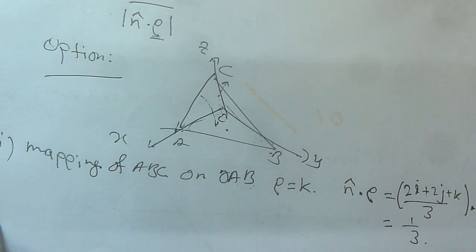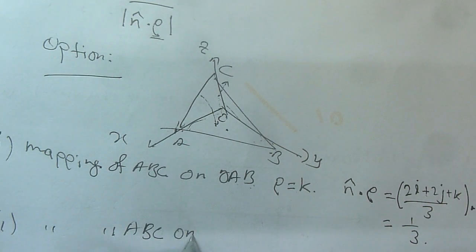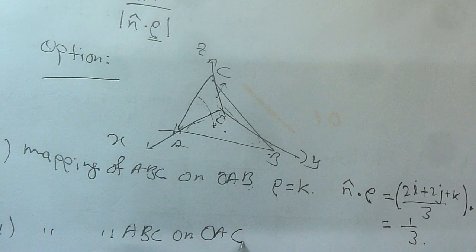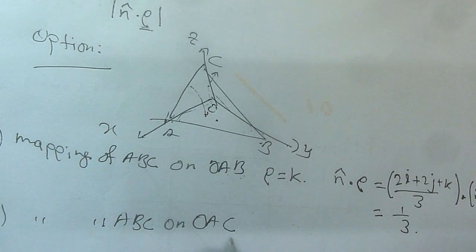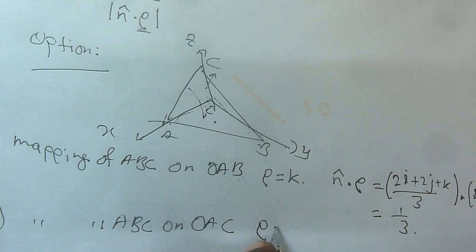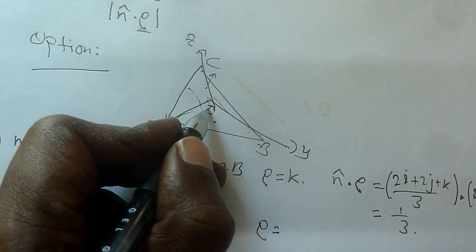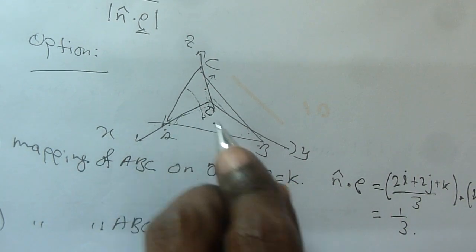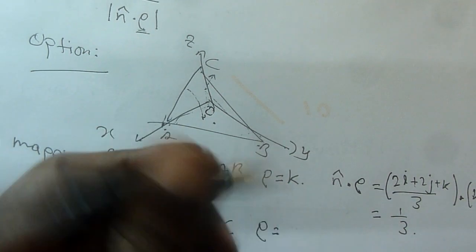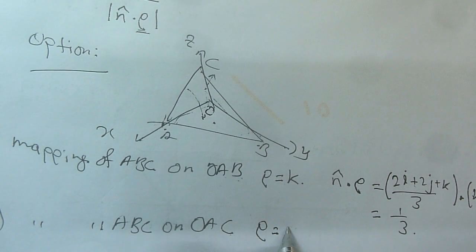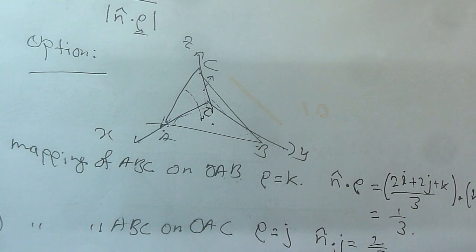Okay, option 2, you can map ABC on OAC, okay, OAC, if rho becomes what? Can you guess? OAC. If you go and put it here inside, what do you get? It refers to Y. Y is a J. And with the J, you will get 2 over 3.